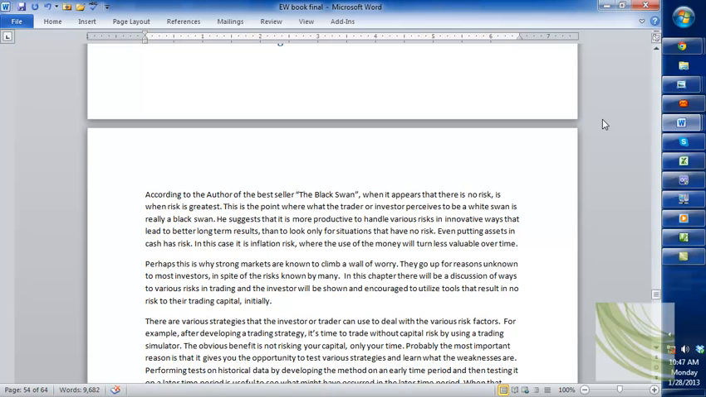what you do is you minimize the risk, and you do that through good risk management by only risking a very small percentage of your capital on any trade that you do, and you only use investment capital, that's capital that you're willing to risk.